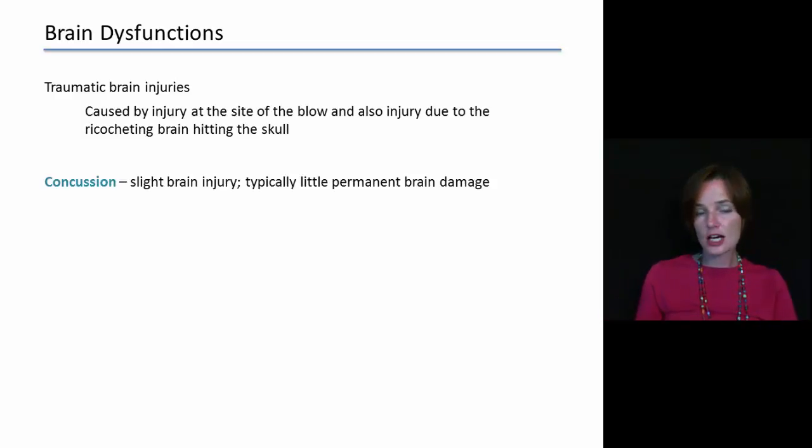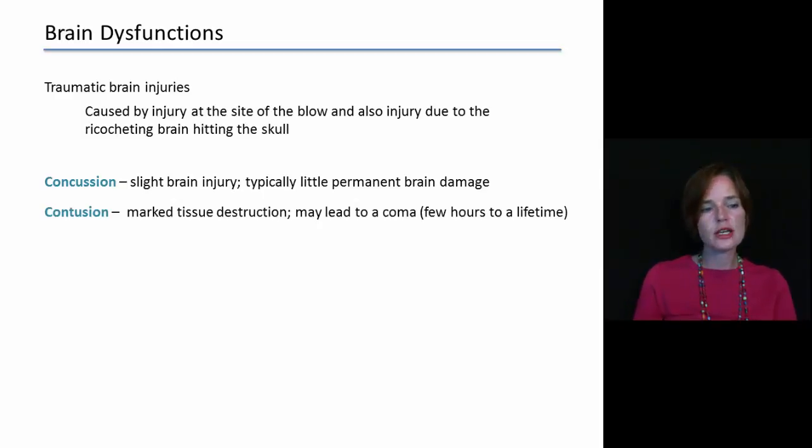Types of these, concussion is a very common one. With a concussion, this is a slight brain injury. So we hear about this a lot when we're talking about sports like football, where there is a lot of head impact. Even though you do have the helmets there, you can just think about the fact that you can have some bouncing around or jarring of the brain when we do have those big impacts. They're slight brain injuries. Typically, we get little permanent damage when we're talking about a concussion.